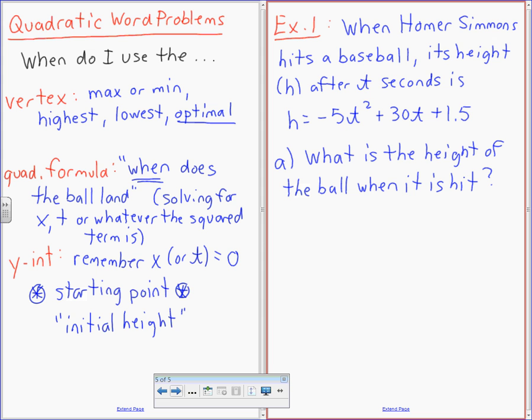So this is a question, again, that scares people, and it shouldn't. You guys can handle it. So I'll read it out again, and we'll solve this as a class. I'll give you guys one to try in a few minutes. So it says here, when Homer Simmons hits a baseball, its height h after t seconds is h equals negative 5t squared plus 30t plus 1.5. Just hold on a sec, I'll come to you. It says, what is the height of the ball when it is hit?